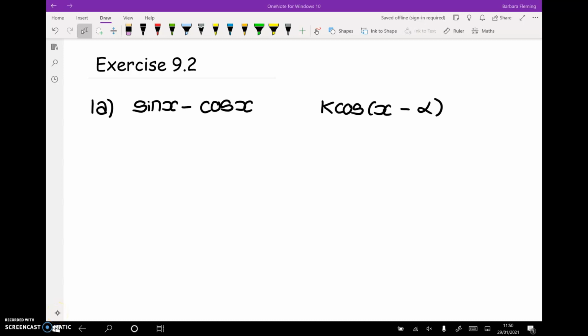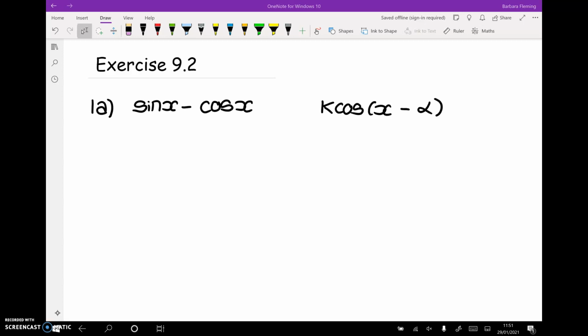In this video, we're going to continue looking at the wave function and answering questions from exercise 9.2 of your Higher textbook. We're expressing sin x minus cos x in the form k cos(x minus alpha). It specifically says which form we want it in, which is helpful because in theory you could write it in any form.